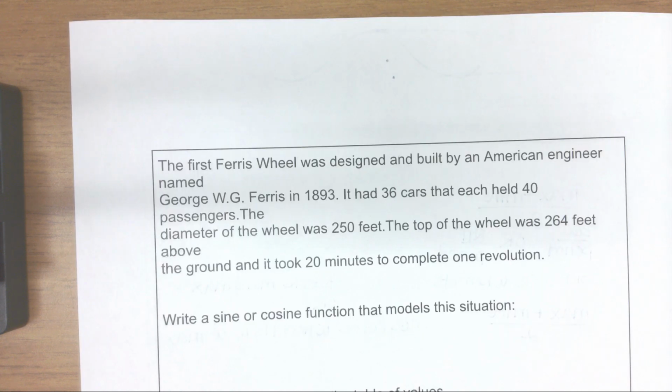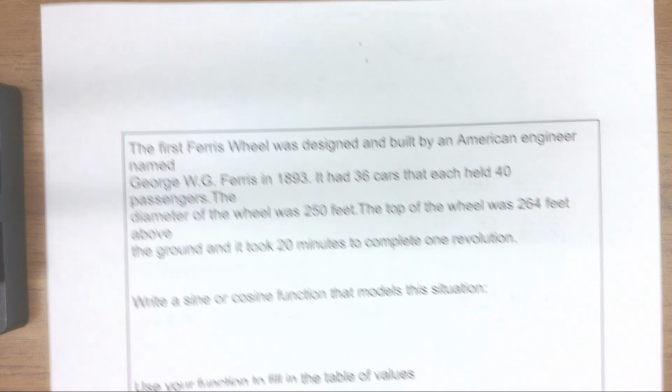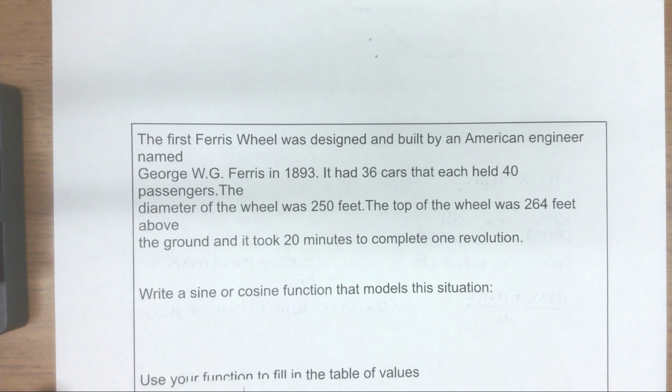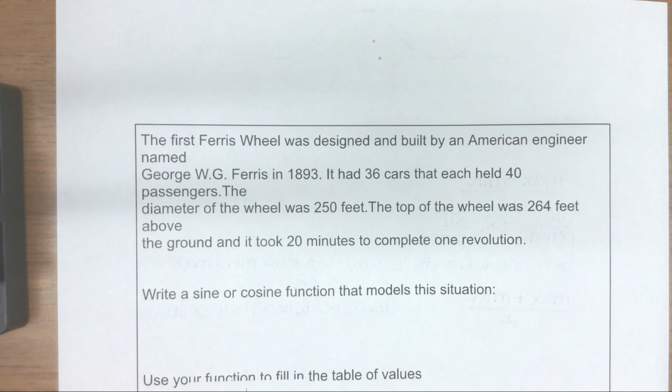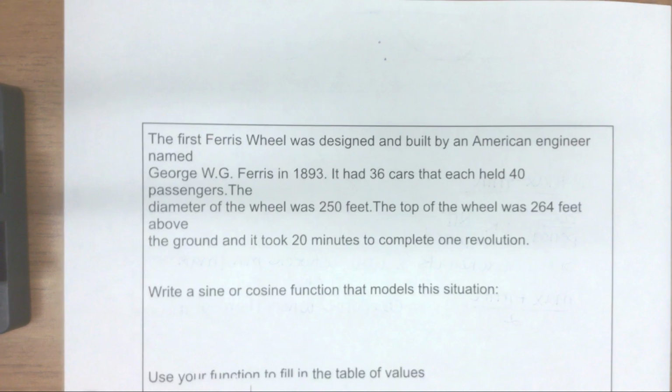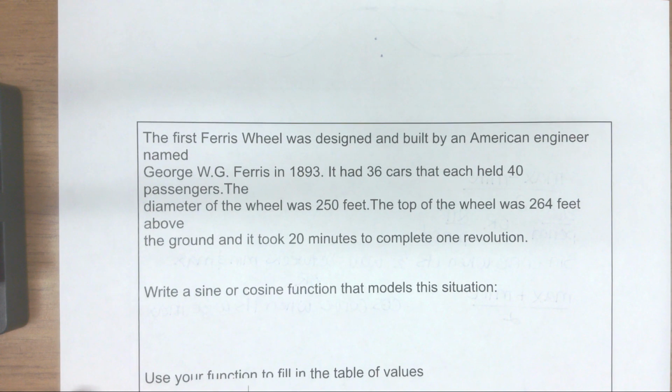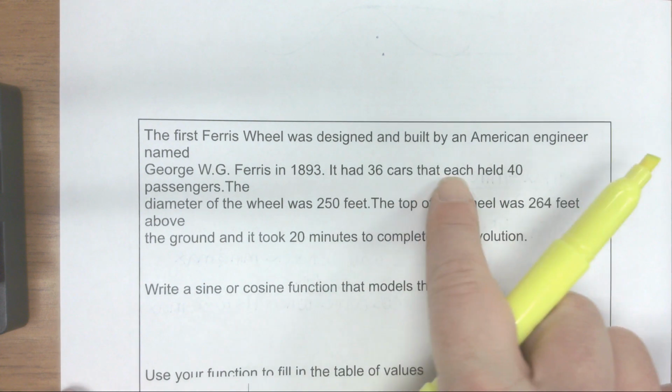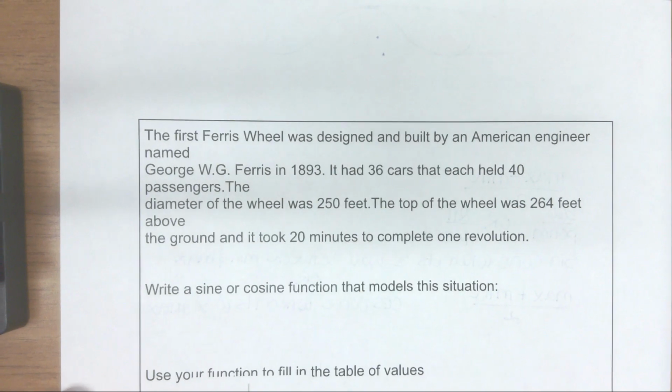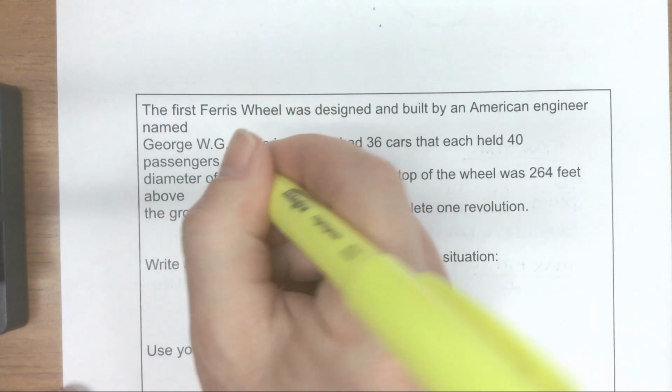The first Ferris wheel was designed and built by an American engineer named George W.G. Ferris. Oh, that makes sense. It had 36 cars, that's just information for you. You just learned a little bit about the first Ferris wheel. Each car held 40 passengers. We don't need that. This is important because we're going to draw a picture.